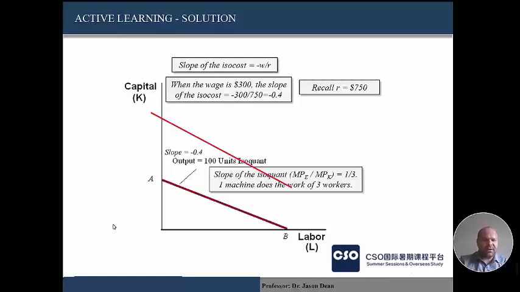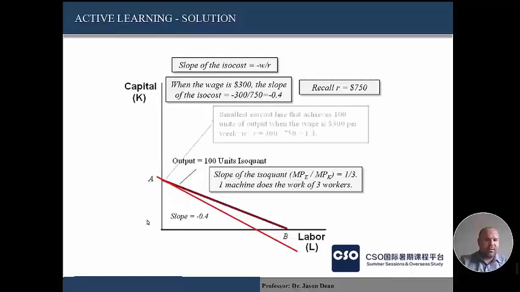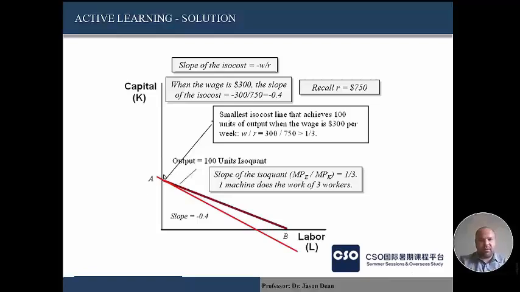So we're simply going to pull that back until, we want the lowest isocost line that is still tangent to the isoquant. And so that would be here at point A. That's telling us that the smallest isocost line that achieves 100 units of output when the wage is 300 is going to be at point A. So we're only going to use capital. In this case we would use 100 units of capital.